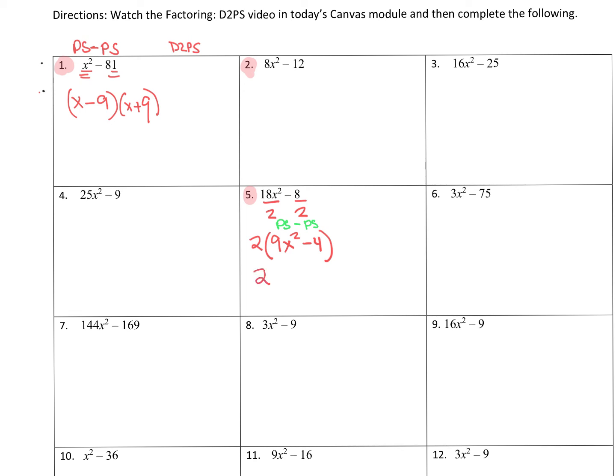So I'm going to drop down my 2, the greatest common factor, and then factor the 9x squared, 3x times 3x, and then our negative 4, positive 2, and negative 2.